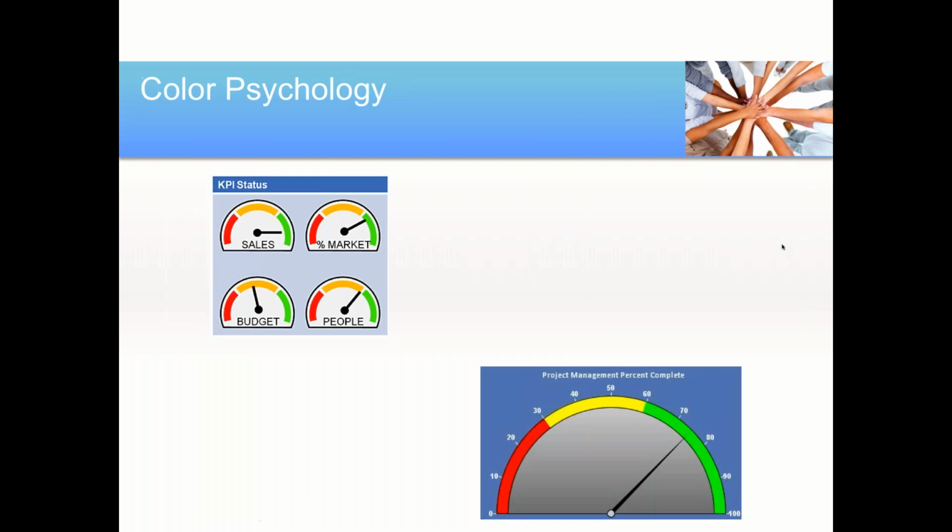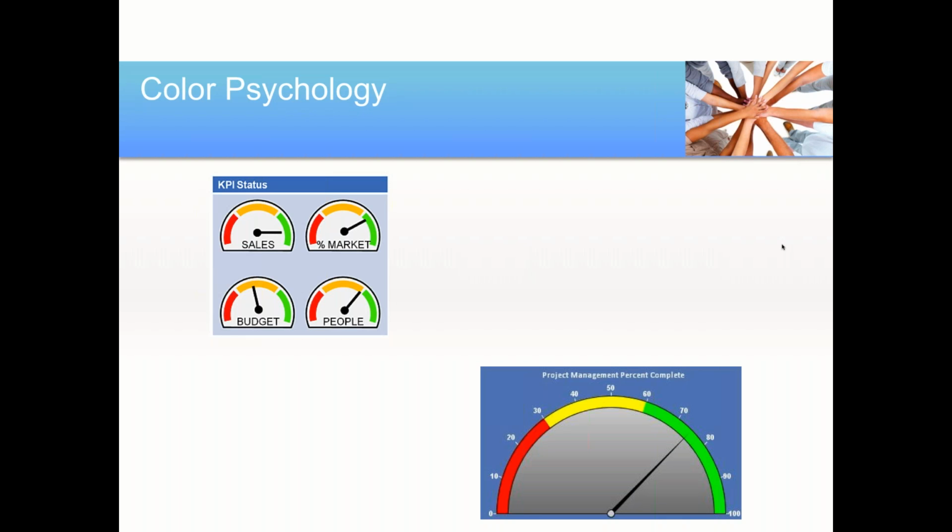So a great way to understand color psychology. Here in the upper left-hand corner, your KPI status, you can see the sales mark, and you can see that it's in the green. So what does that tell you? Okay, a few of you are answering. That tells you that your sales are good.